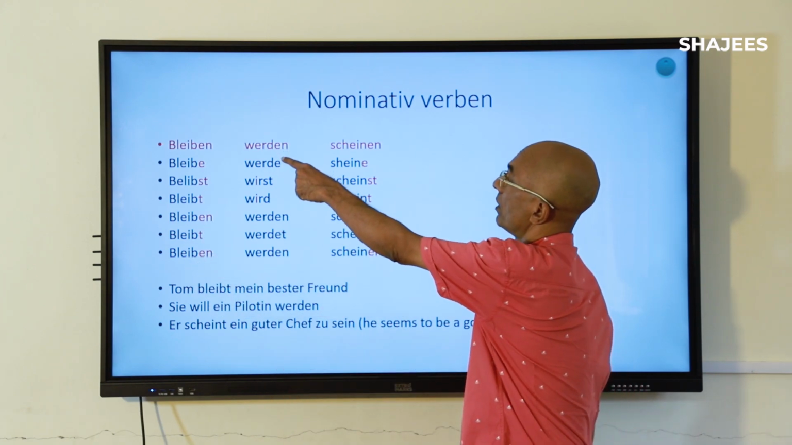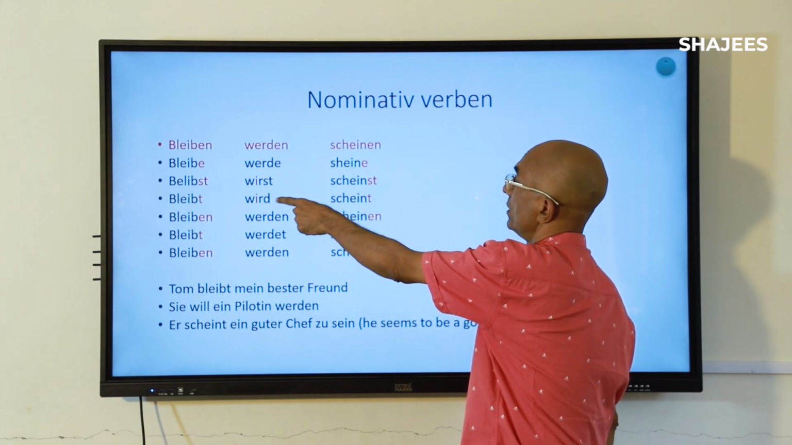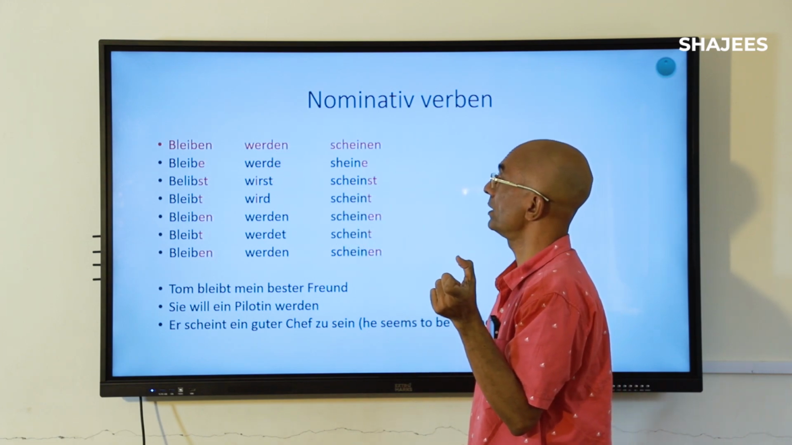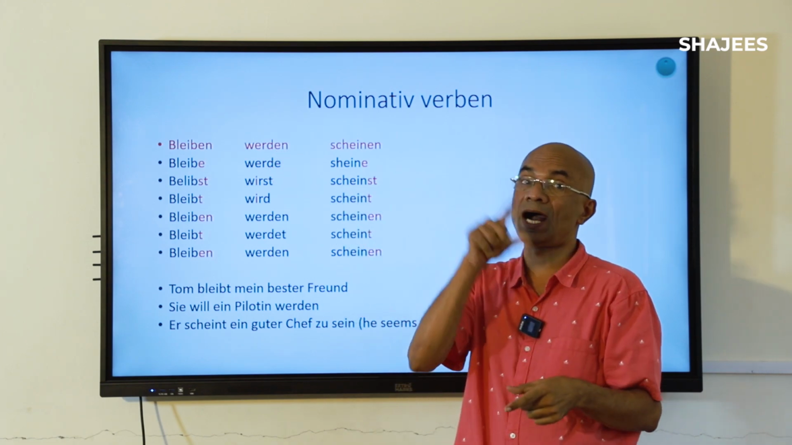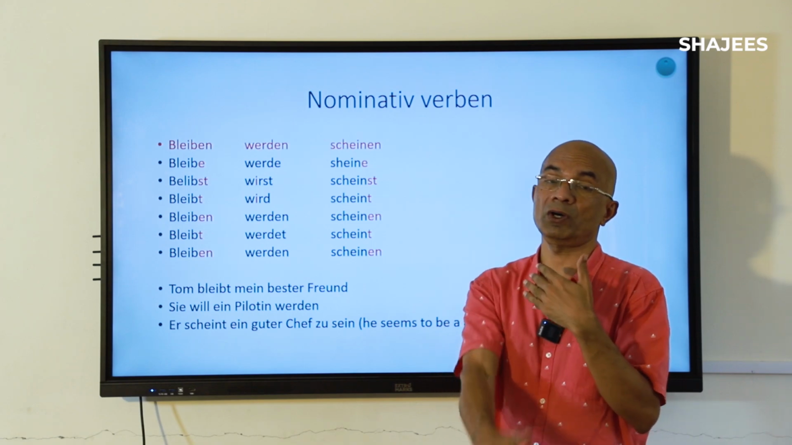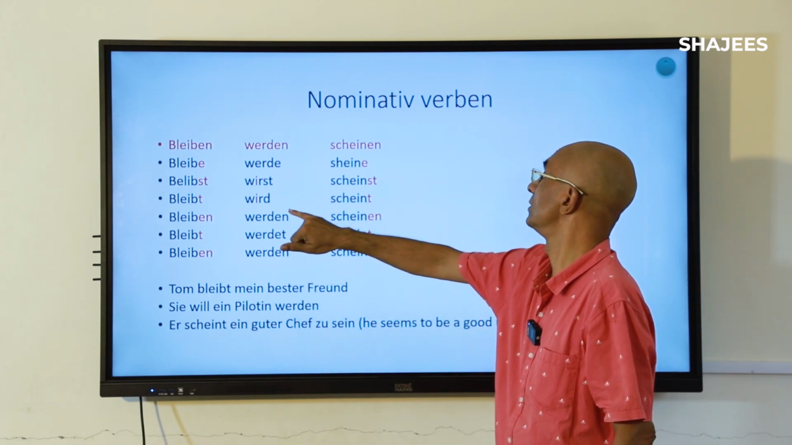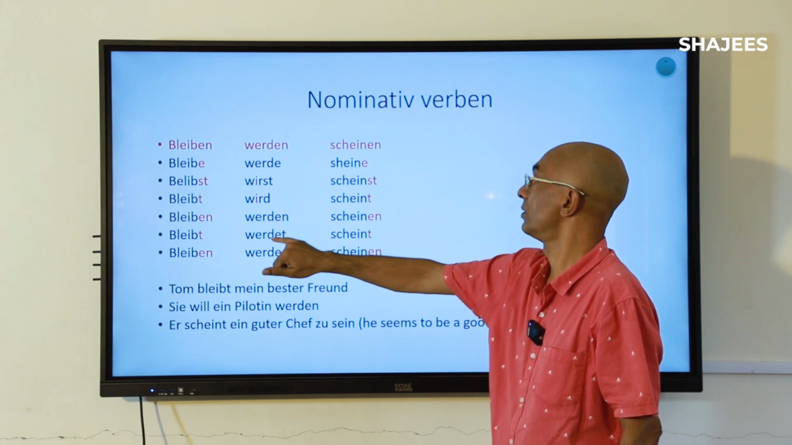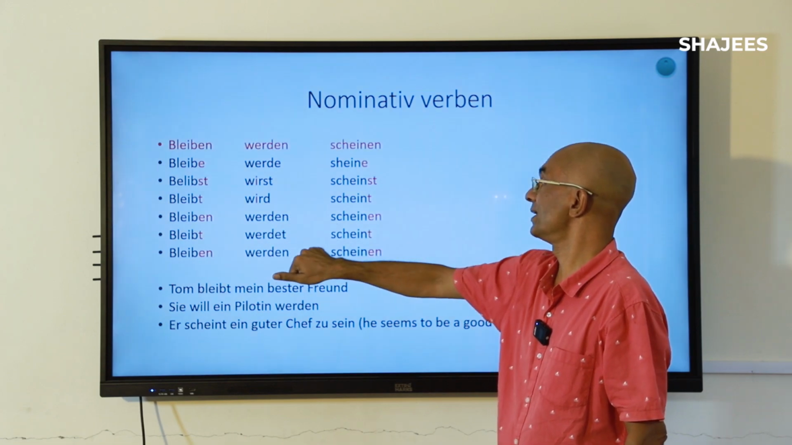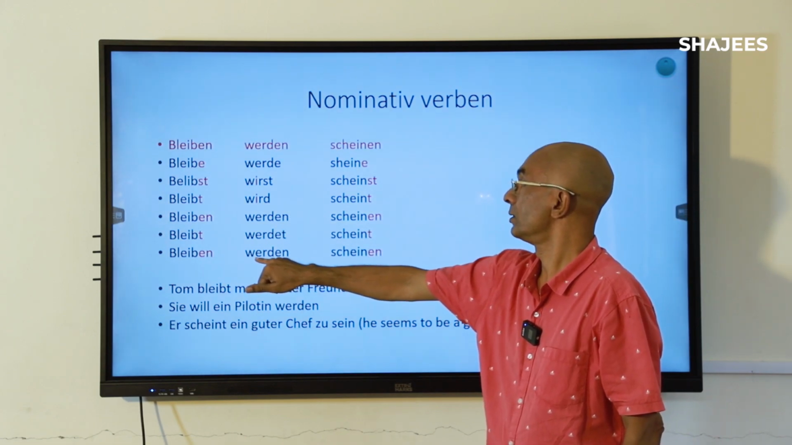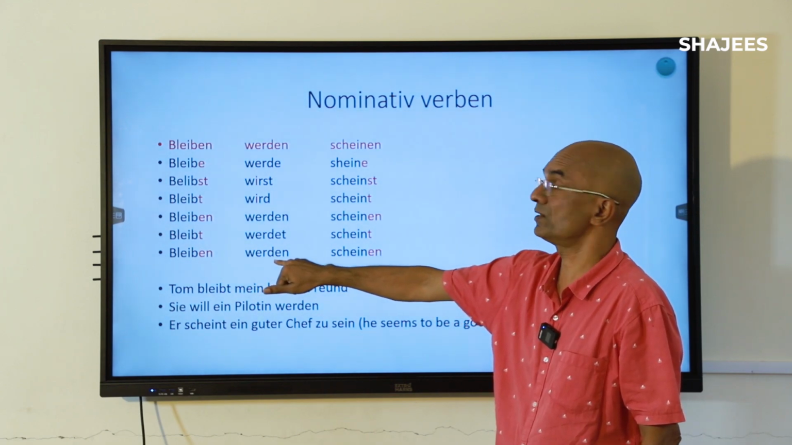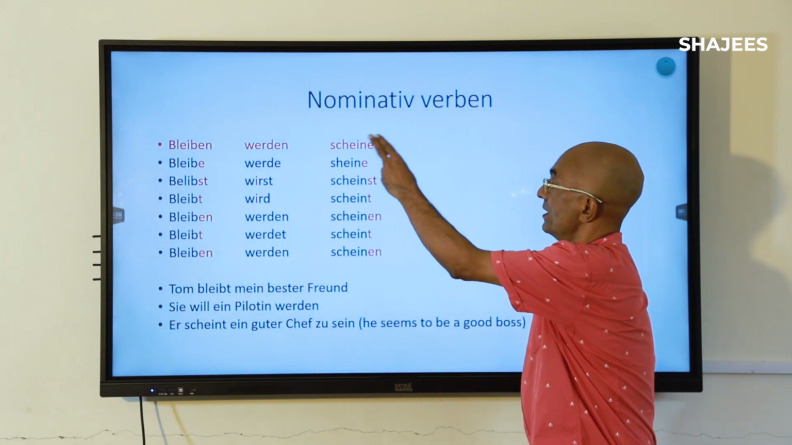For werden, we have ich werde, du wirst. Okay, we have learned that one. E becomes i, as we learned when we learned about the conjugation of verbs. Okay, er/sie/es wird, wir werden, ihr werdet, sie werden.